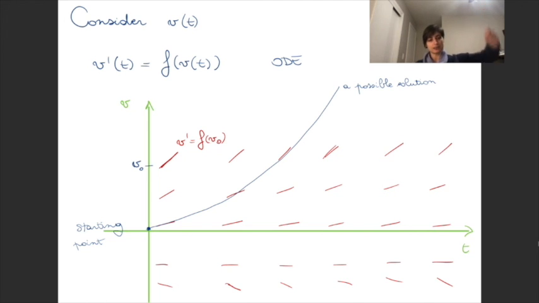So we take a starting point and we draw a possible solution that is tangent to all this slope field we just drew. This is what is called a direction field. It's giving us the direction in which our solution is going.